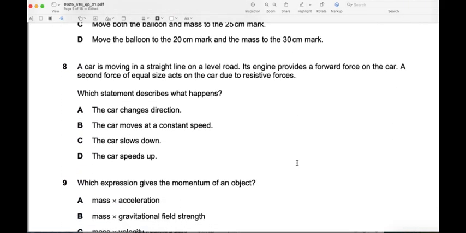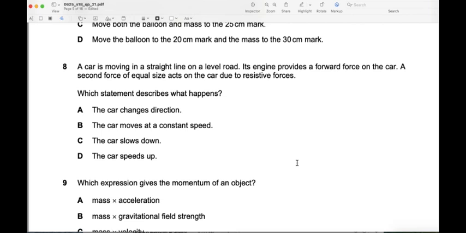Question 8 says a car is moving in a straight line on a level road. Its engine provides a forward force on the car. A second force of equal size acts on the car due to resistive forces. Which statement describes what happens? The car changes direction. The car moves at a constant speed. The car slows down. The car speeds up.